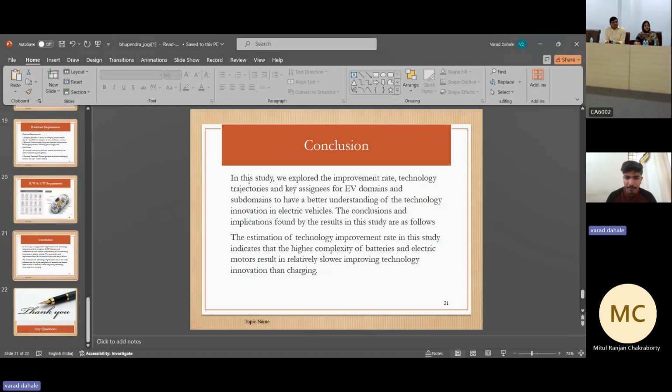The estimate of the technology improvement rate in this study indicates that the higher complexity of batteries and electric motors results in relatively slower technology innovation than charging. In conclusion, while the Bharat Charge Alliance offers innovative solutions to the challenges faced by the Indian EV industry, its success hinges on overcoming these hurdles and gaining broad acceptance.